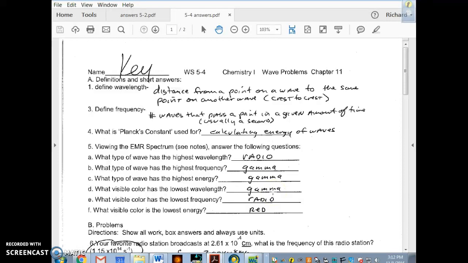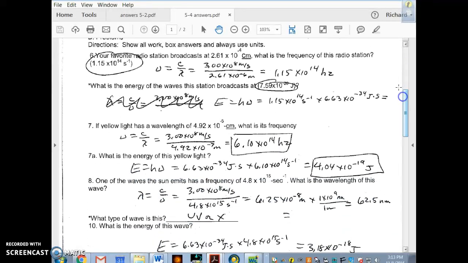Which visible color has the lowest frequency? That'd be red. And which visible color has the lowest energy? That would be red. That's correct on there. Yep. We good on that?